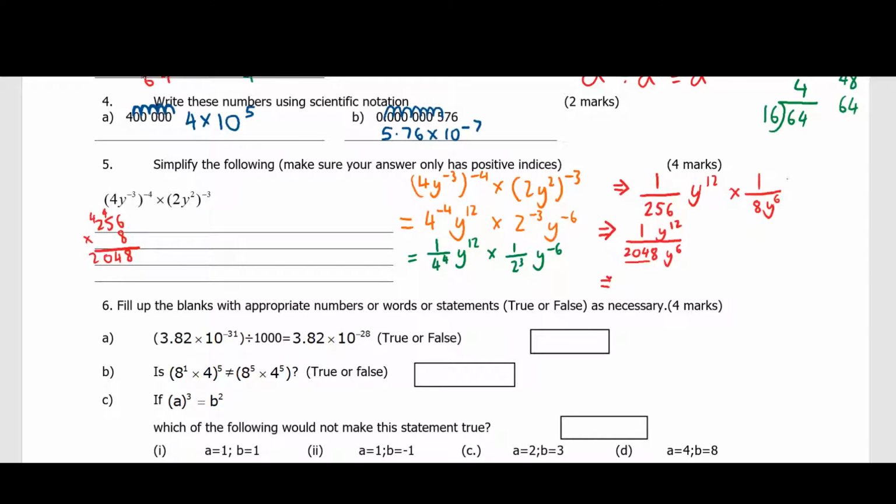Now we need to simplify it a bit further. y to the power of 12 divided by y to the power of 6. That's going to be y to the power of 12 take 6, which leaves us with y to the power of 6. So it's y to the power of 6 over 2048. So our answer is y to the power of 6 over 2048.